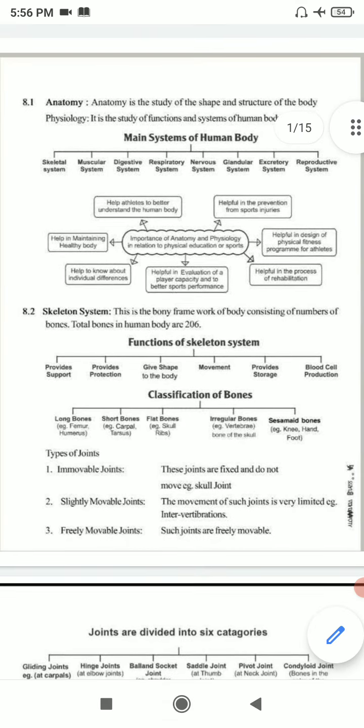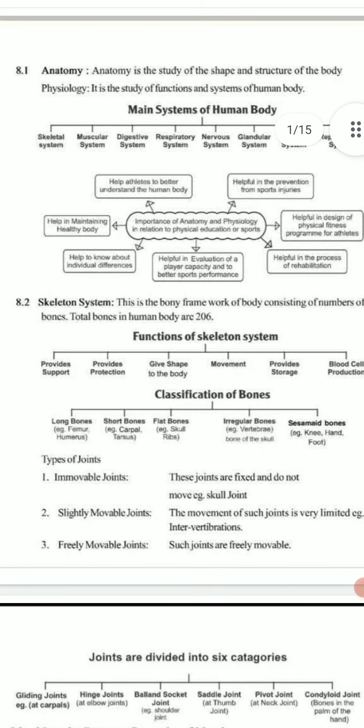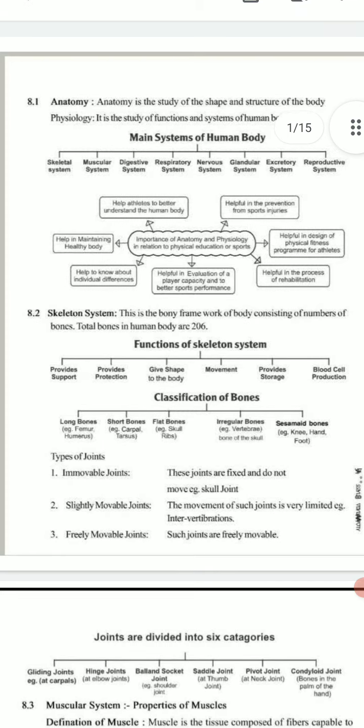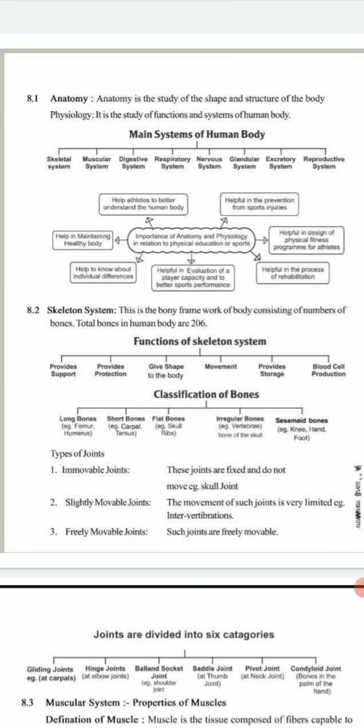And next, the skeletal system. What is the meaning of the skeletal system? This is the bony framework of the body consisting of a number of bones. The total bones in the human body are 206. So this is the bony framework of the body, and the total bones in the human body are 206.